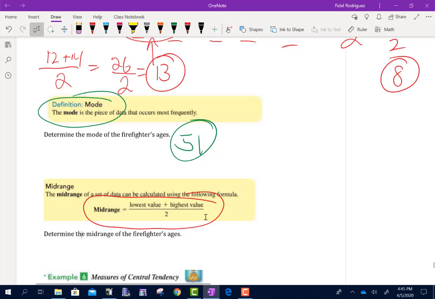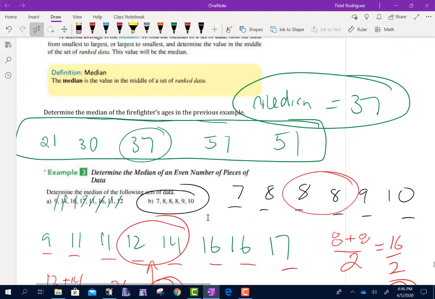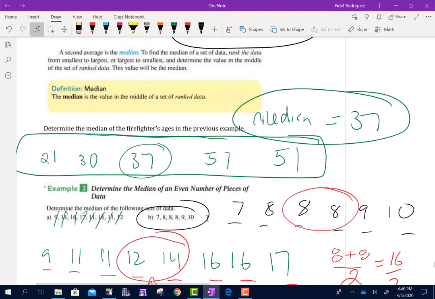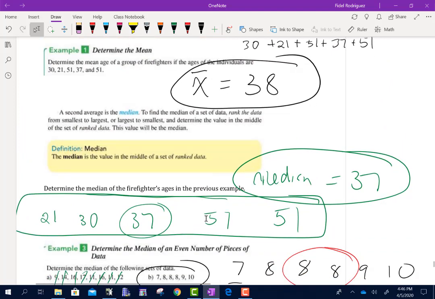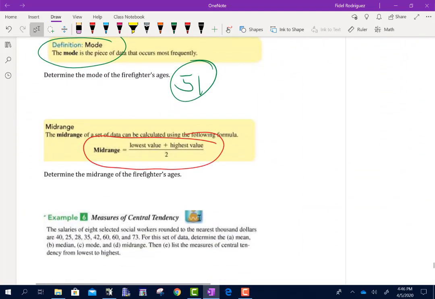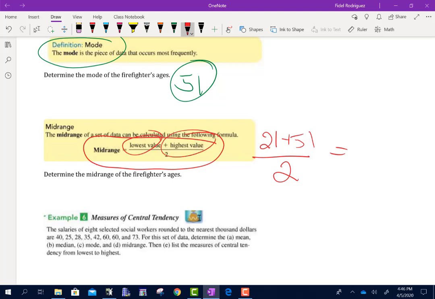And so our problem here is asking me to find the mid-range of the firefighters' ages. So let's go back to our firefighters. Here we go. For the mid-range, we're going to take the lowest value, 21, and the highest value, 51, and divide by 2. So 21 plus 51 divided by 2, because it's the lowest and the highest. That's going to give me 72. 72 divided by 2 is going to give me 36, and that's what we call our mid-range.